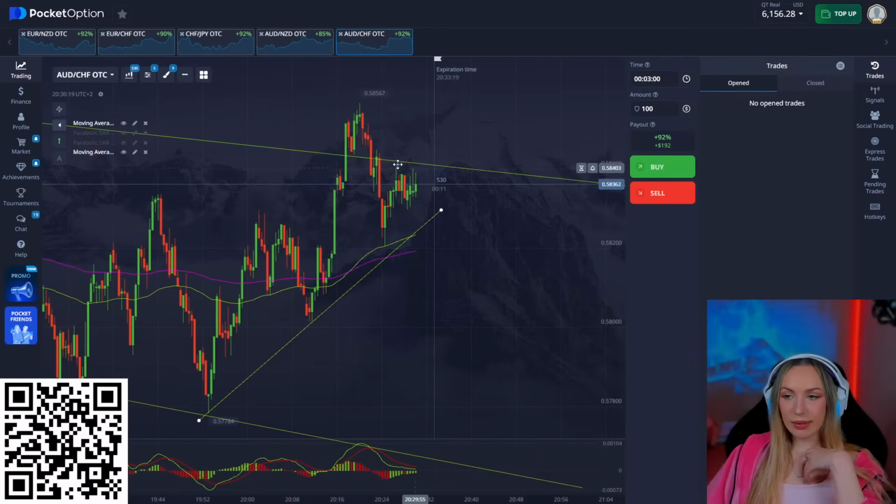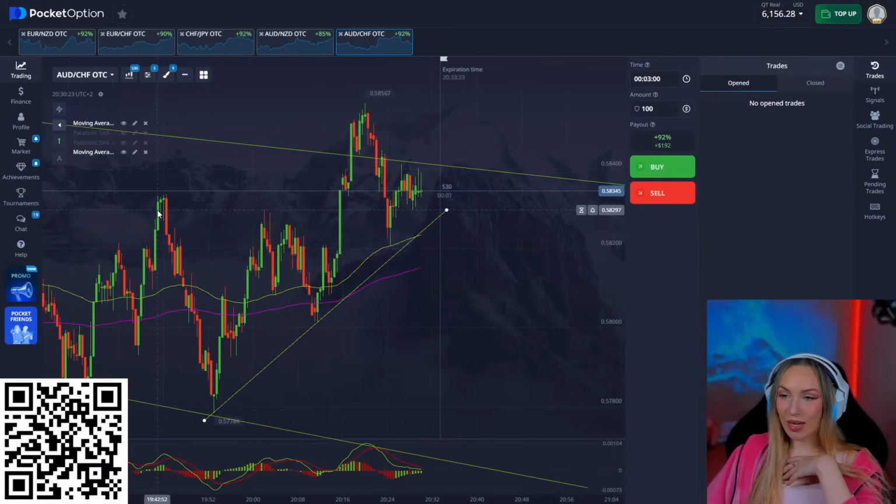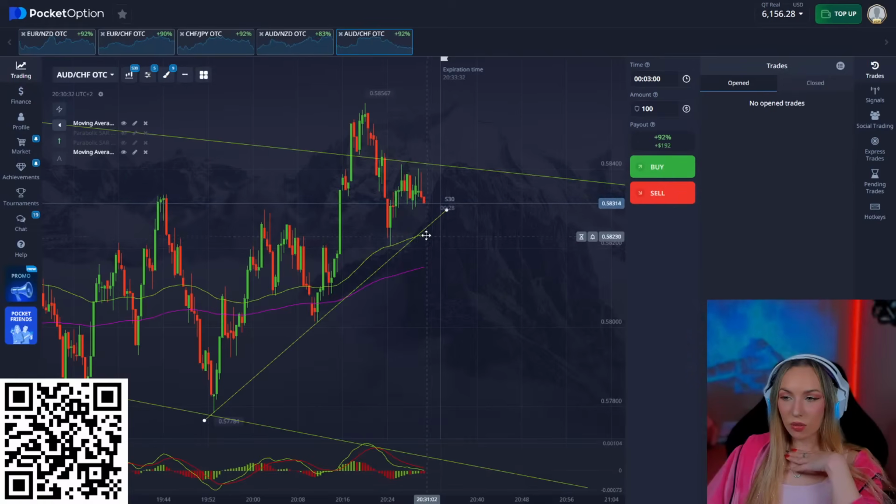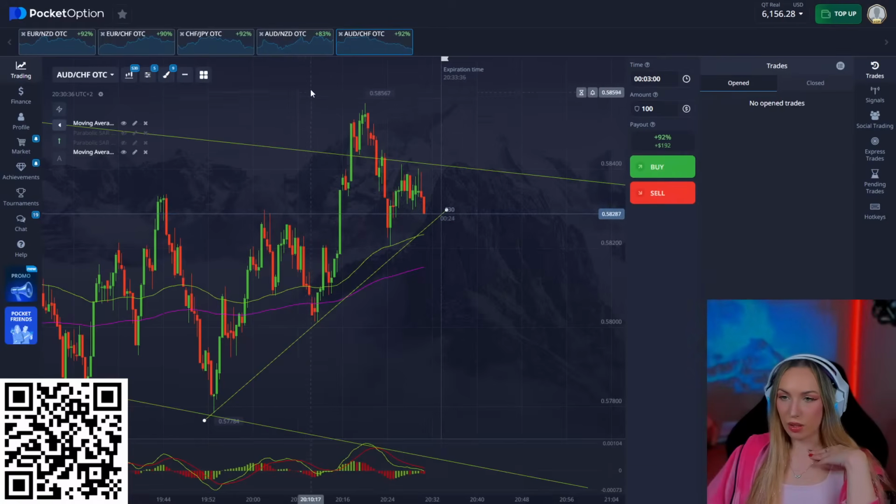This one's still here somewhere close to the resistance. Already so many touches over there. It can break it, we'll see. Or maybe I would open here the trade in the downward direction when it breaks this support that I drew here. Maybe actually super soon I'm gonna do that.